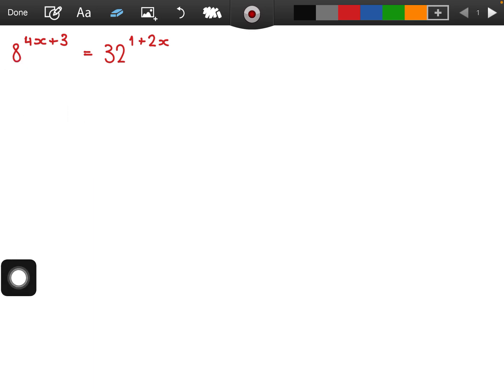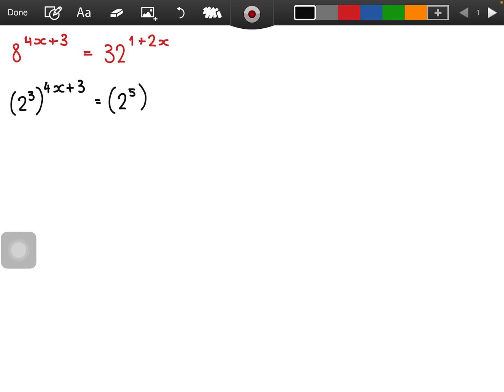So 8 can be written, as in the example I've just used, as 2 cubed. So I can rewrite this as 2 cubed all to the power of 4x plus 3. And I can also write 32 as base 2 to the power of 5, all to the power of 1 plus 2x.